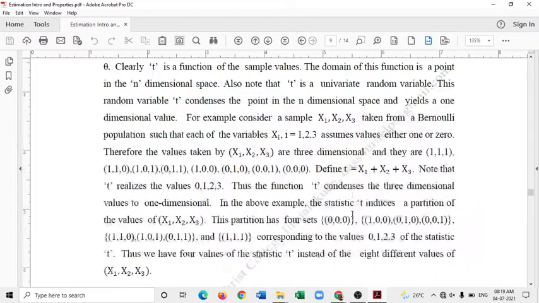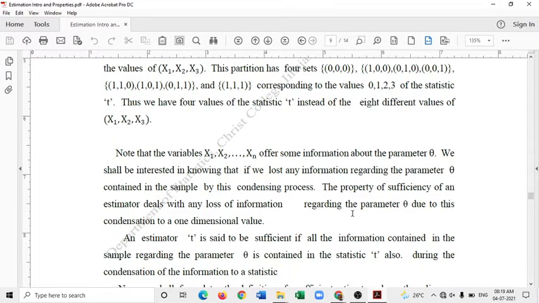If no information about the parameter theta contained in the n-dimensional random variables is lost while transforming to a single valued random variable or estimator, then t is said to be a sufficient estimator. Therefore, whether any information regarding the parameter theta contained in the sample is lost when we transform from n-dimensional to one-dimensional is considered in the sufficiency property of an estimator.